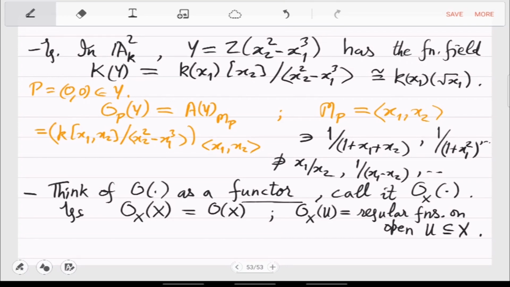Okay, so we'll think of O as something more general instead of just the ring object that we have defined. We'll think of this as a functor. It's taking something from geometry and landing in a very different area, which is algebra.